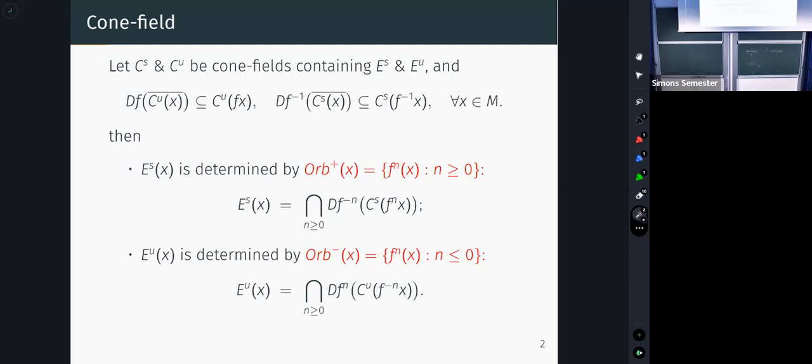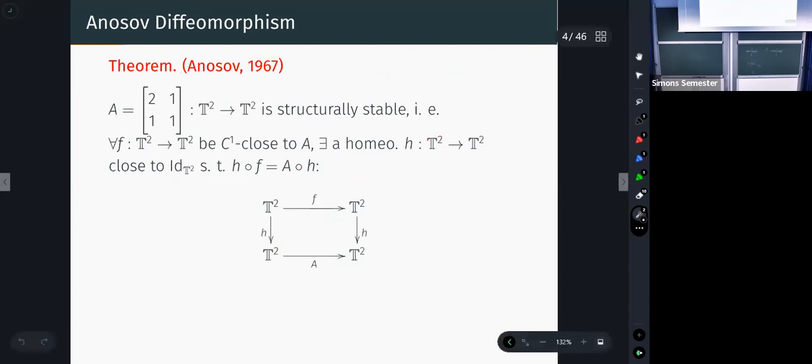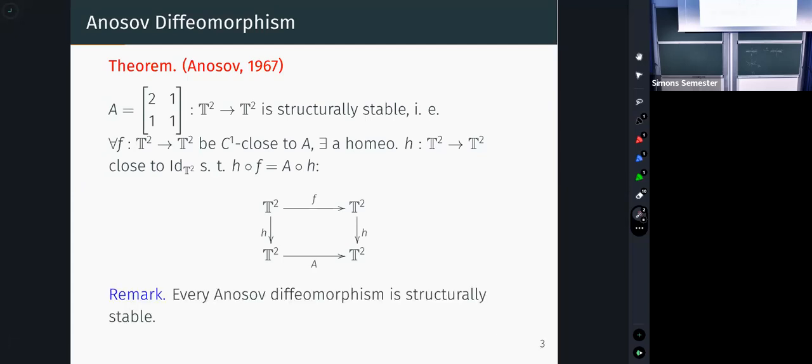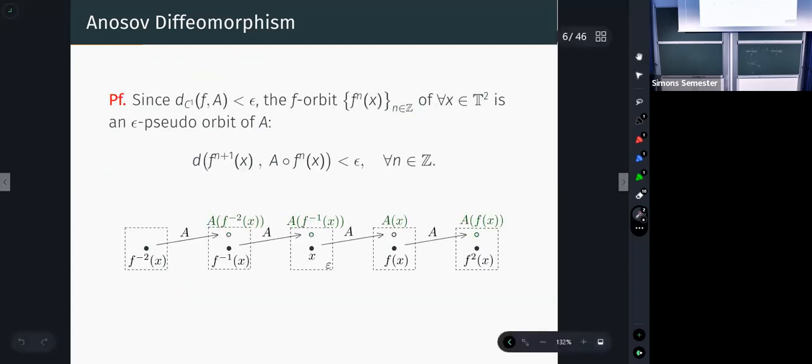This part is crucial and different for Anosov maps, which are non-invertible. Let's recall some classical results about the structural stability of Anosov diffeomorphisms. We all know that they are structurally stable. That means for any f which is C1 close to A, you can find a homeomorphism close to the identity which maps the orbits of f to the orbits of A. Every Anosov diffeomorphism is structurally stable, and the proof is simple.